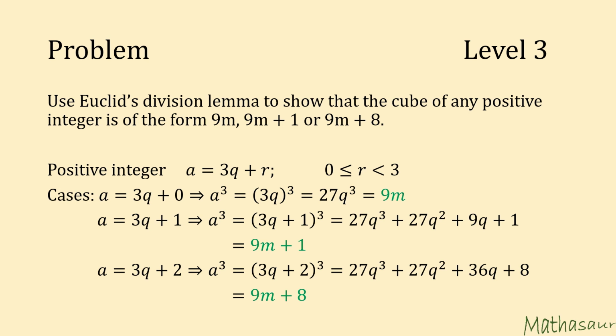We have just found out that the cube of any positive integer is of the form 9m, 9m + 1 or 9m + 8. Since we are talking about positive integers only, note that m has to be greater than or equal to 0.